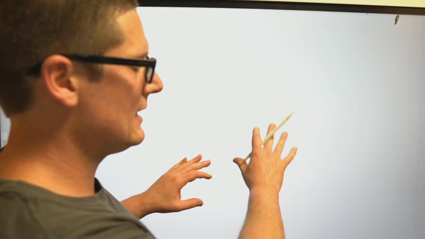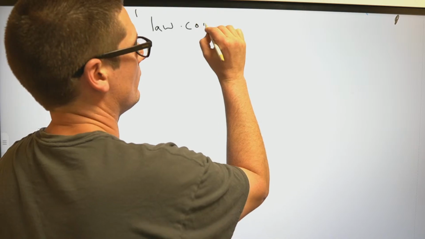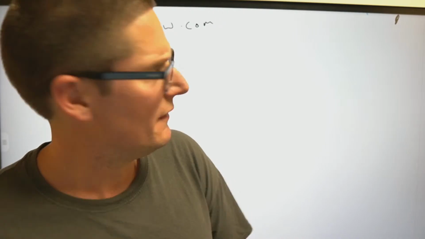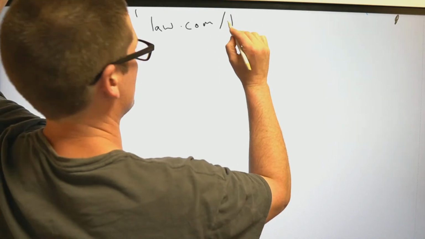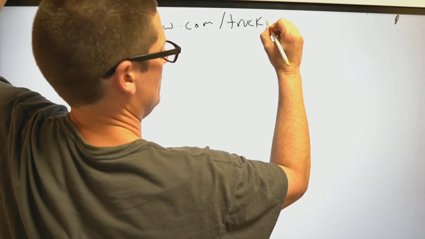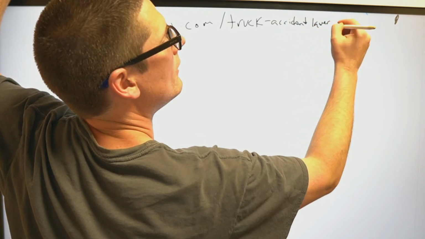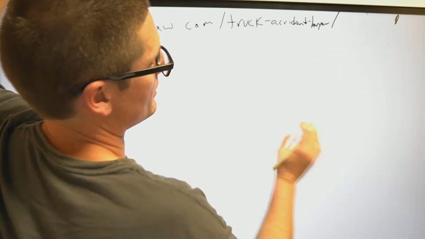Now, when we're building out depth of concept, the very first example that I want to give you is going to be based on a law firm. Let's say it's a personal injury law firm, and the name of the website is law.com. So when we're at law.com, the very first thing that we want to make sure of is that we lay out our structure. So we're going to have our truck, let's say it's truck accident lawyer.